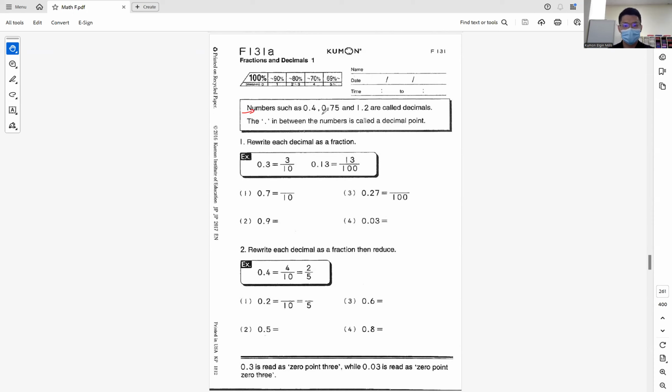0.4 and 1.2 are called decimals. The dots in between the numbers are called the decimal point.